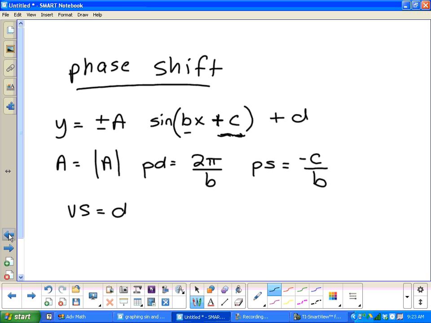I tend to start off with vertical shift. Now, here's the bottom line. You're not going to have a problem that's got all four. Usually it'll have one or the other, vertical shift or horizontal shift. And the key is going to be the parentheses part. Now, let's look at one that's got a phase shift to it.